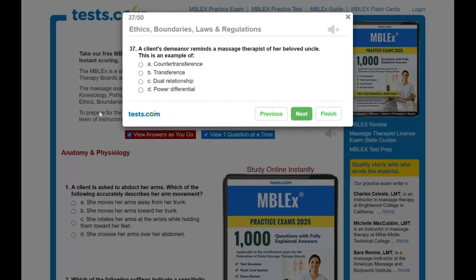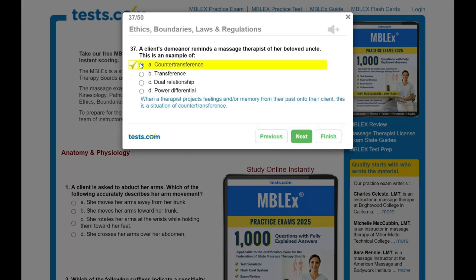Ethics, boundaries, laws, and regulations. Question 37. A client's demeanor reminds a massage therapist of her beloved uncle. This is an example of A. Countertransference, B. Transference, C. Dual relationship, D. Power differential. A. Countertransference. When a therapist projects feelings and/or memory from their past onto their client, this is a situation of countertransference.